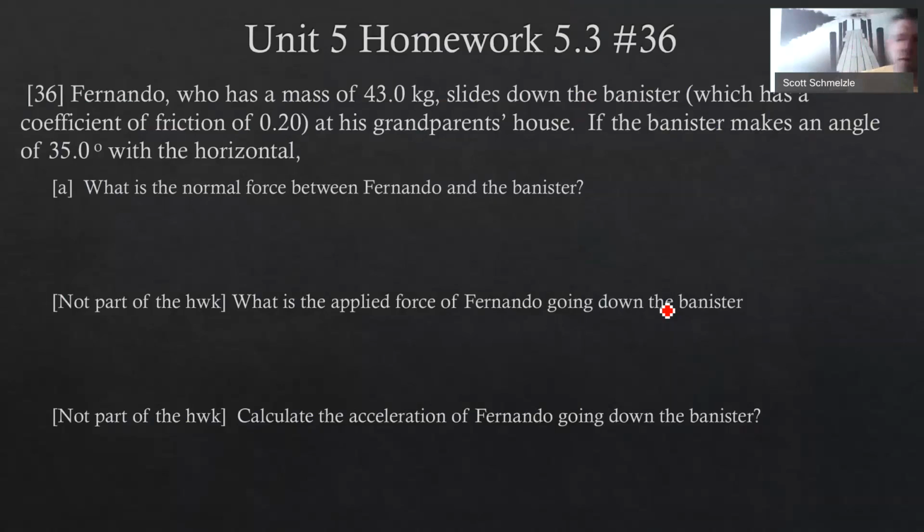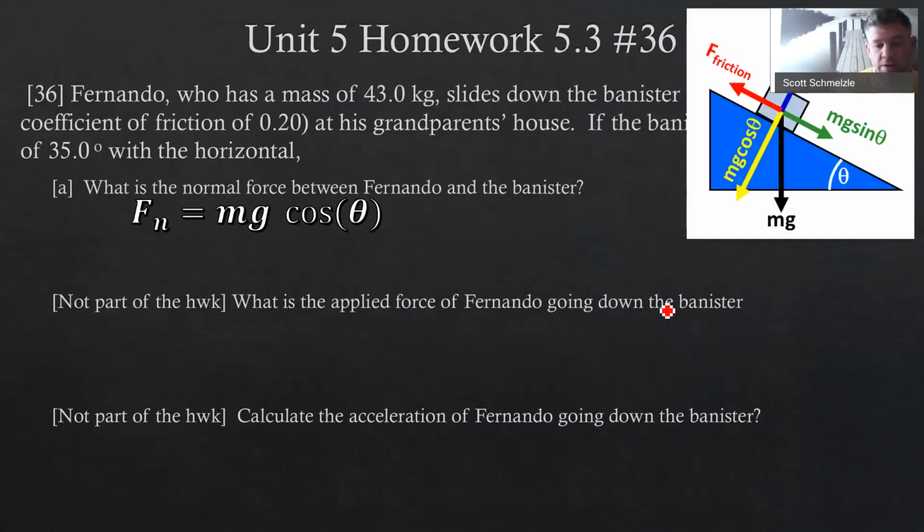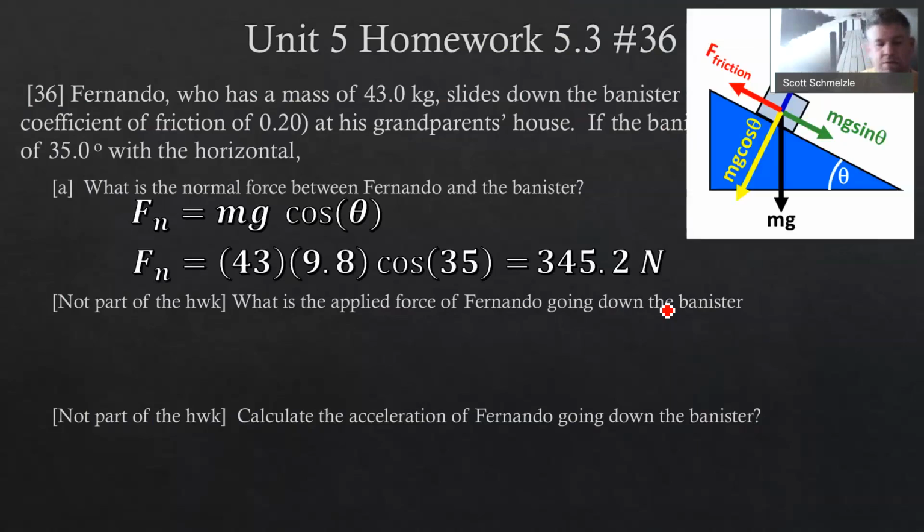First and foremost, we want to know his normal force with the banister. Then we want to find his applied force, right? And then we want to calculate the acceleration going down the banister. Okay? So there's our graphic that will help us to solve this, right? Again, you probably want to draw that so that you have that in your notes so that it's easy to get to. So we're going to go normal force equals mg cosine of theta. So 43 times 9.8 times the cosine of 35. Plug it all into your calculator. You get 345.2. Okay?